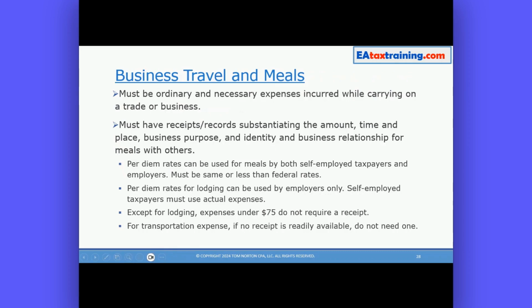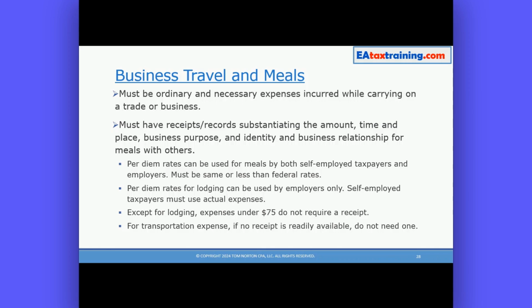Business, travel, and meals. We're going to have several slides on this because this is an area that the IRS realizes is subject to abuse. So you need to make sure you follow the rules and that you document.